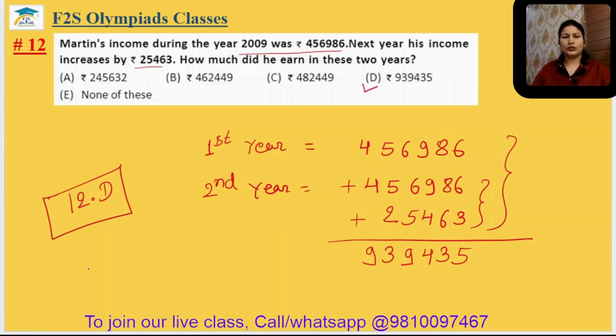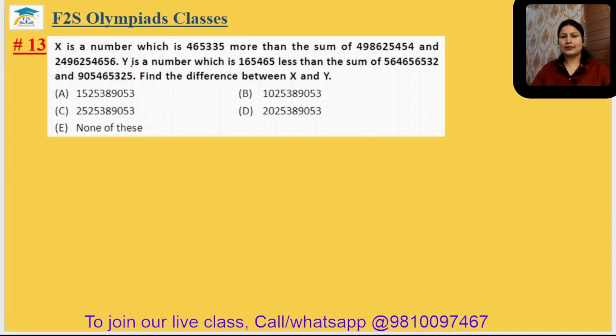Okay. Question number 30. X is a number which is 465,335 more than the sum of this and this. Y is a number less than the sum of this and this. Find the difference between X and Y.